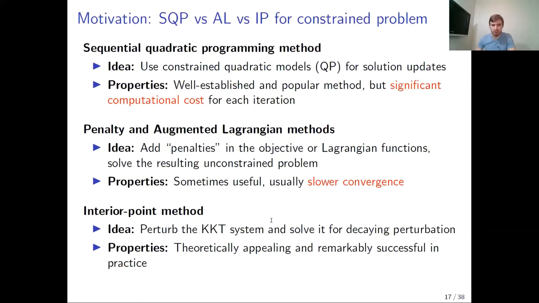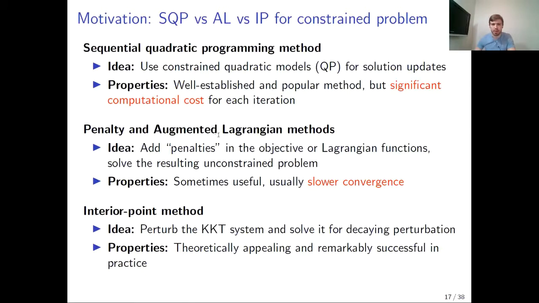To handle the inequality constraints, we might choose one of three proposed methods. There are actually more, but let's focus on the most popular ones. In sequential quadratic programming, we use constrained quadratic models to compute solution estimates. It is a very well established and popular method. However, it is characterized by significant computational effort spent computing each solution update. So we basically resolve the constrained quadratic problem at each iteration.